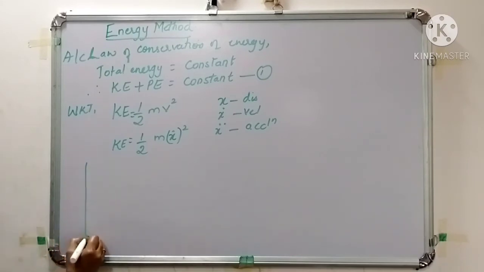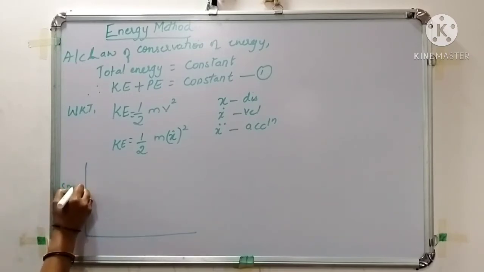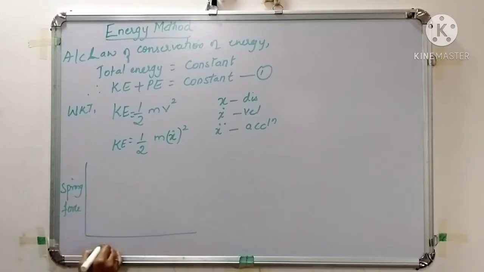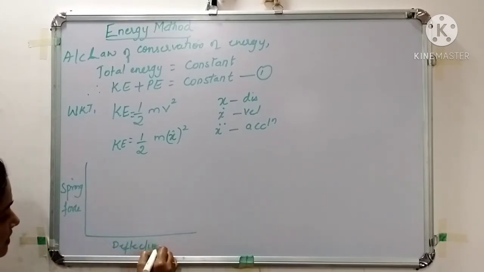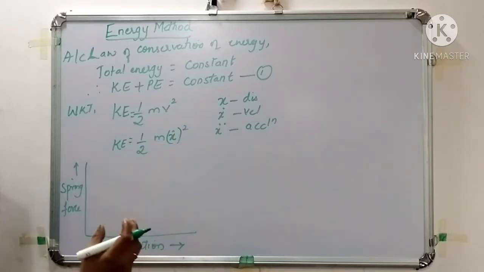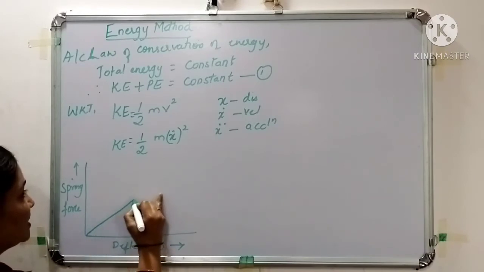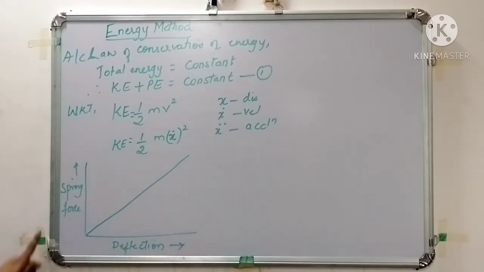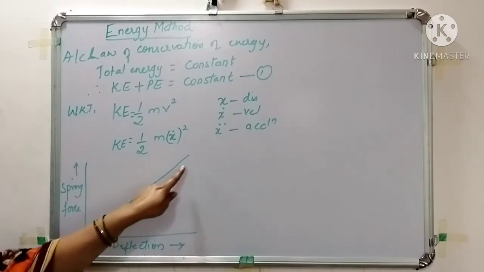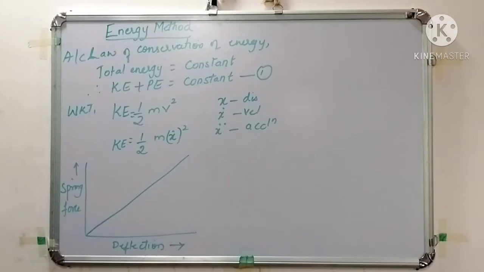Consider the figure for spring force versus deflection, where spring force is along the y-axis and deflection is along the x-axis. As you apply more force on the spring to pull it down, the deflection in the spring will be more. So if spring force is more, deflection is also more. If you plot a graph for spring force versus deflection, the nature of the graph will be linear.